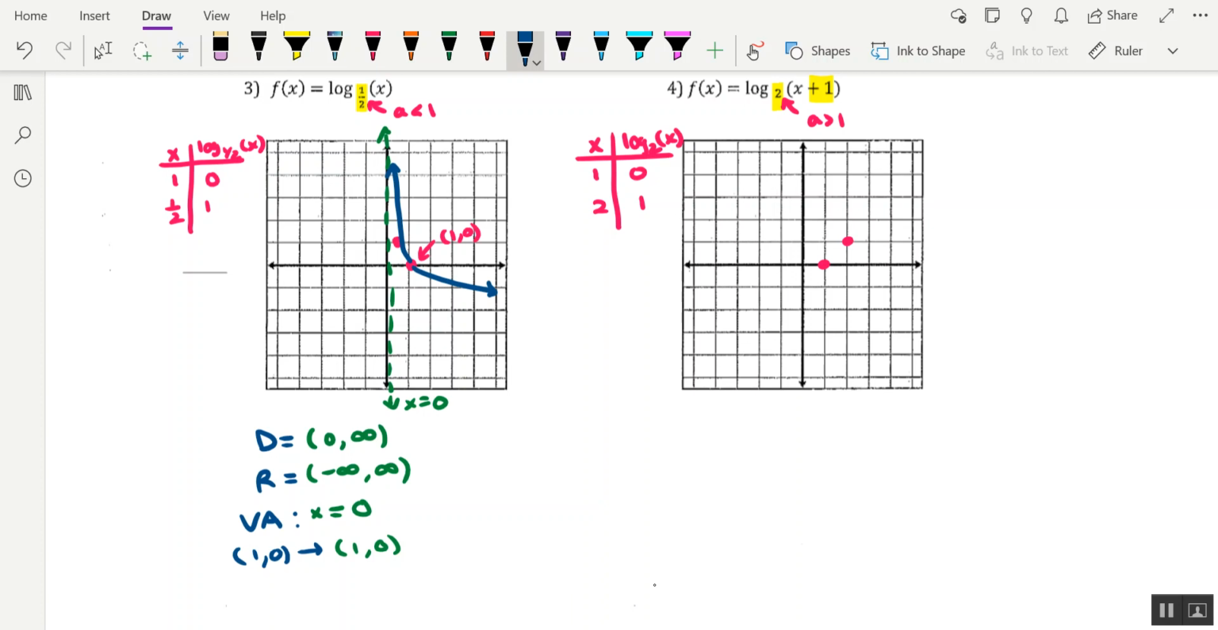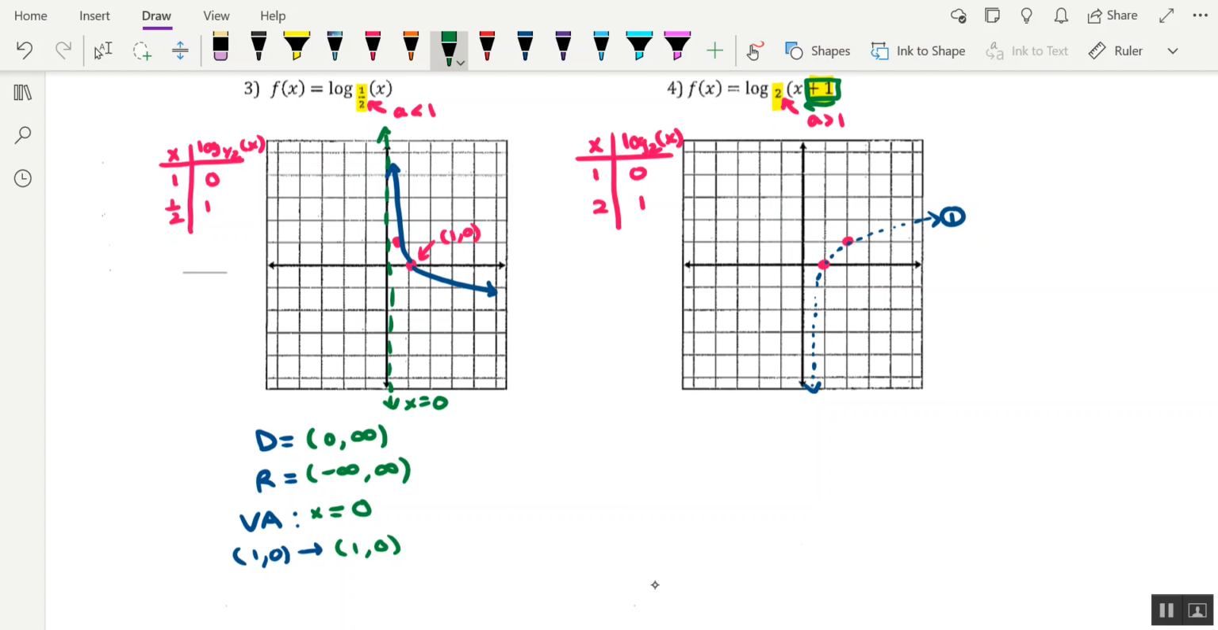And since there is a transformation, I'm going to dash this graph because it's not my final graph. I'll call that graph 1. So the only alteration is within the argument, in other words, within the grouping symbol. And like it did for us before, any addition or subtraction within the grouping symbols is going to create a horizontal shift. In this case, it's a horizontal shift, and we always have to think opposite. So what's going to happen is our graph is going to move to the left by 1 unit.